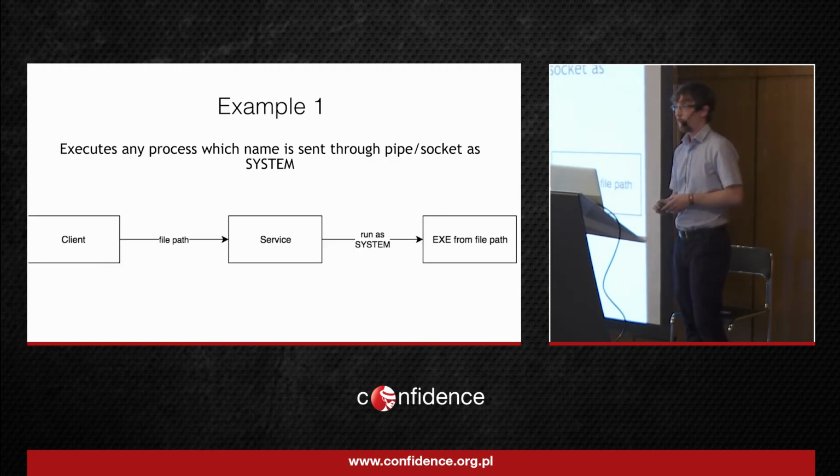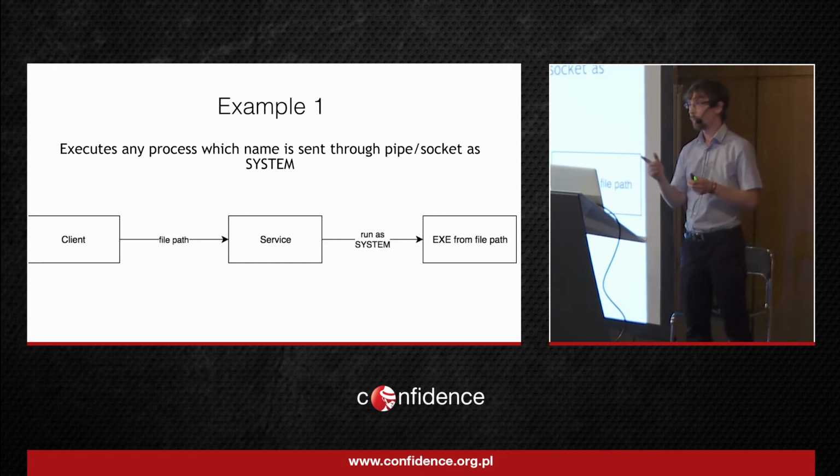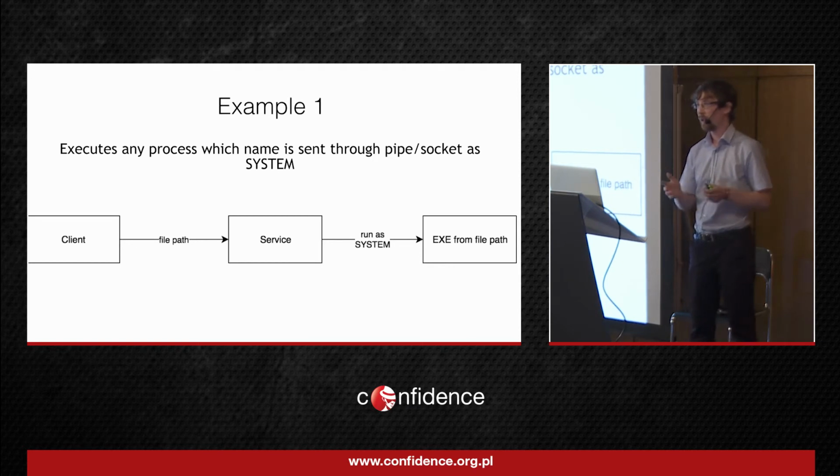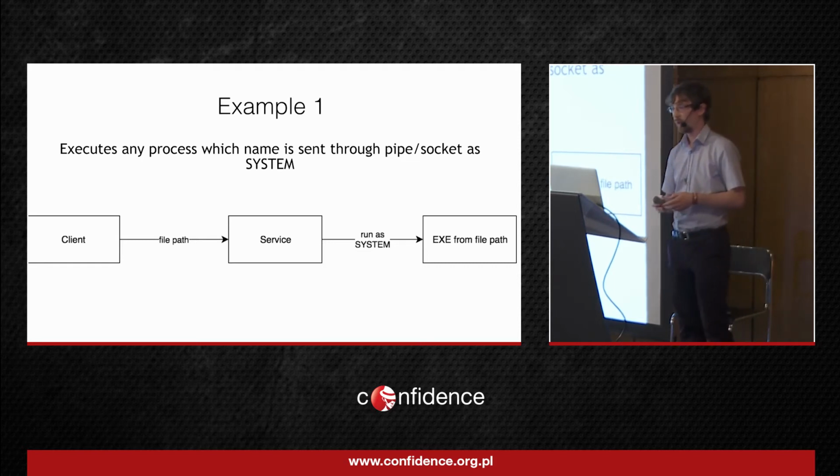First example, very simple. Let's think that there is some software which, in a loop, waits for a connection to the socket. All data that are passed through that socket are converted to a string. And that string is passed directly to the CreateProcess API. And as you may think, the CreateProcess API on Windows creates a new process.